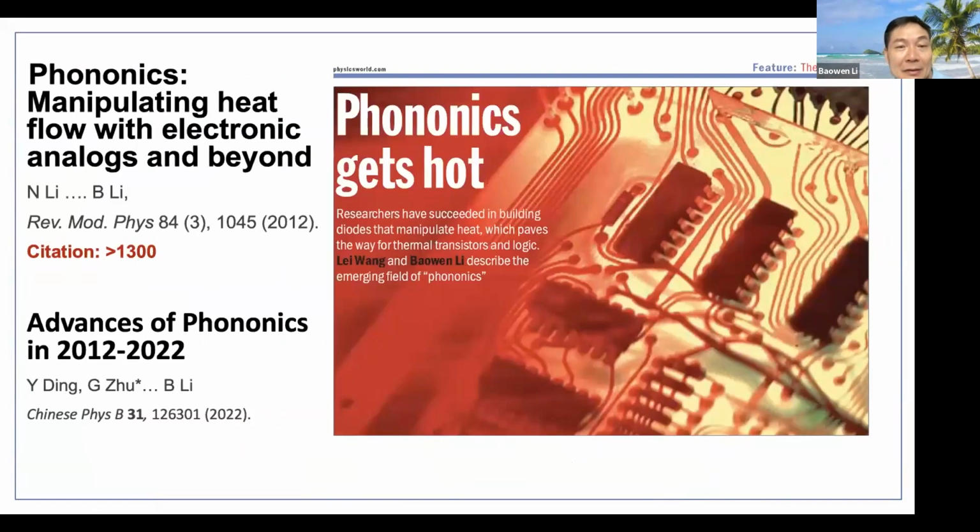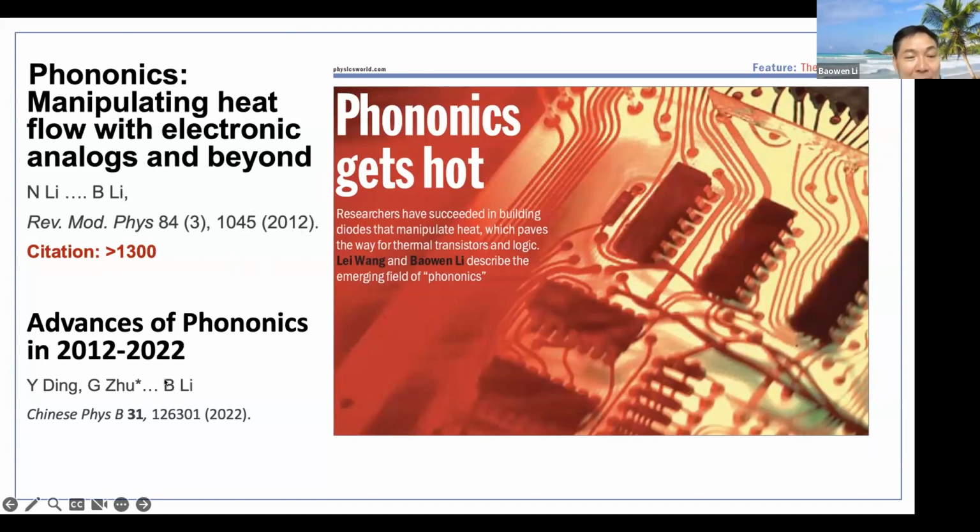Okay, I'm almost done. So this asymmetric heat flow has been extended. We can use it to build a thermal diode, thermal transistor, thermal logic gate, and so on and so forth. This has laid the foundation for an emerging field called phononics, which means we can build thermal phononic devices to control heat flow like we control electronic current. We have two review articles for this field. The first was published more than 10 years ago in Reviews of Modern Physics, 2012.